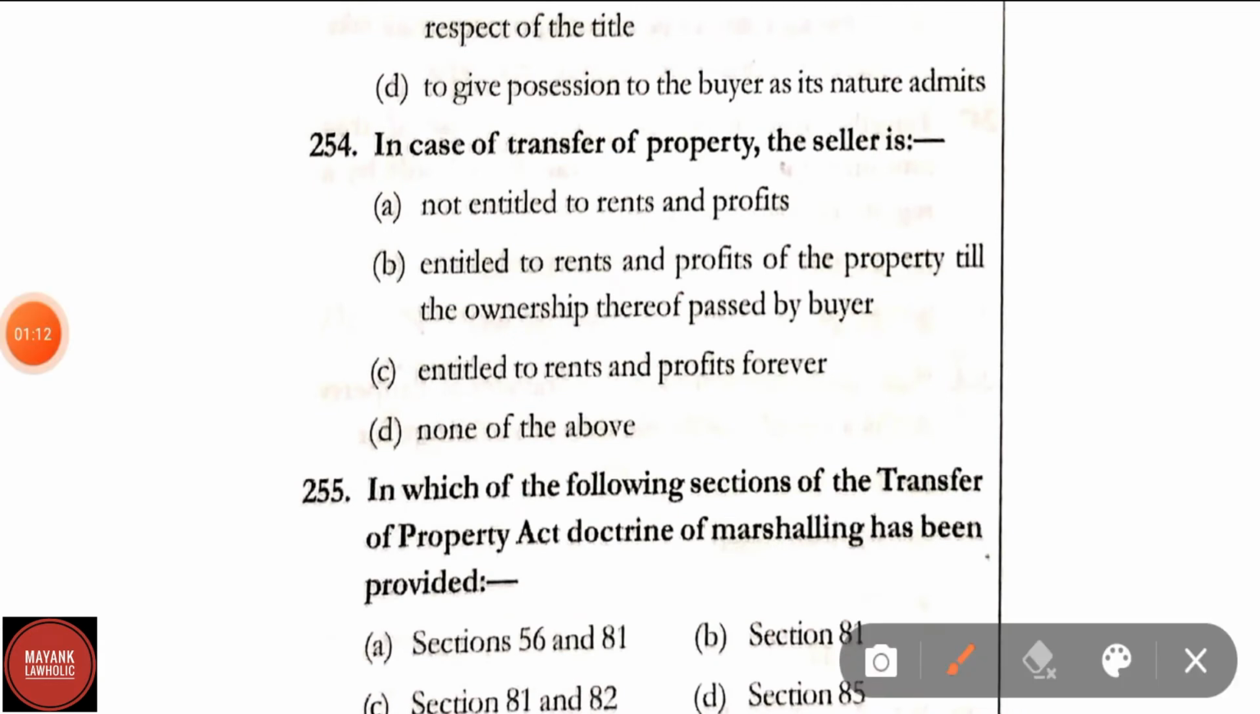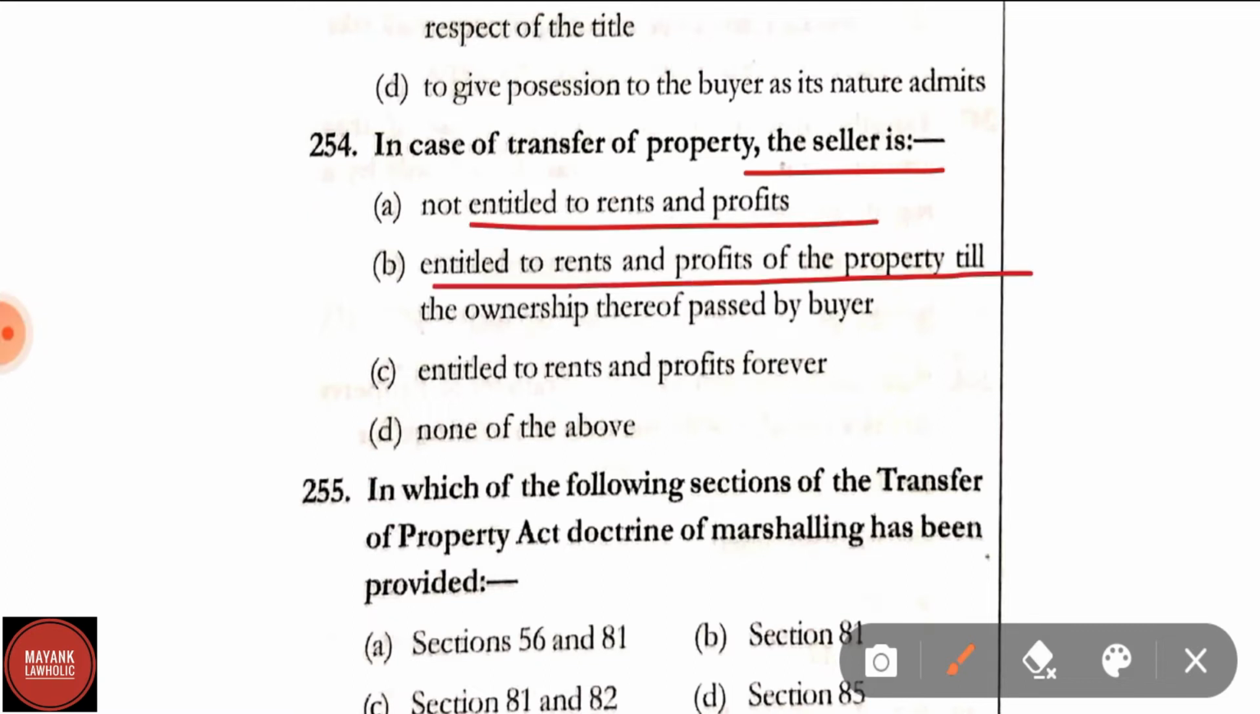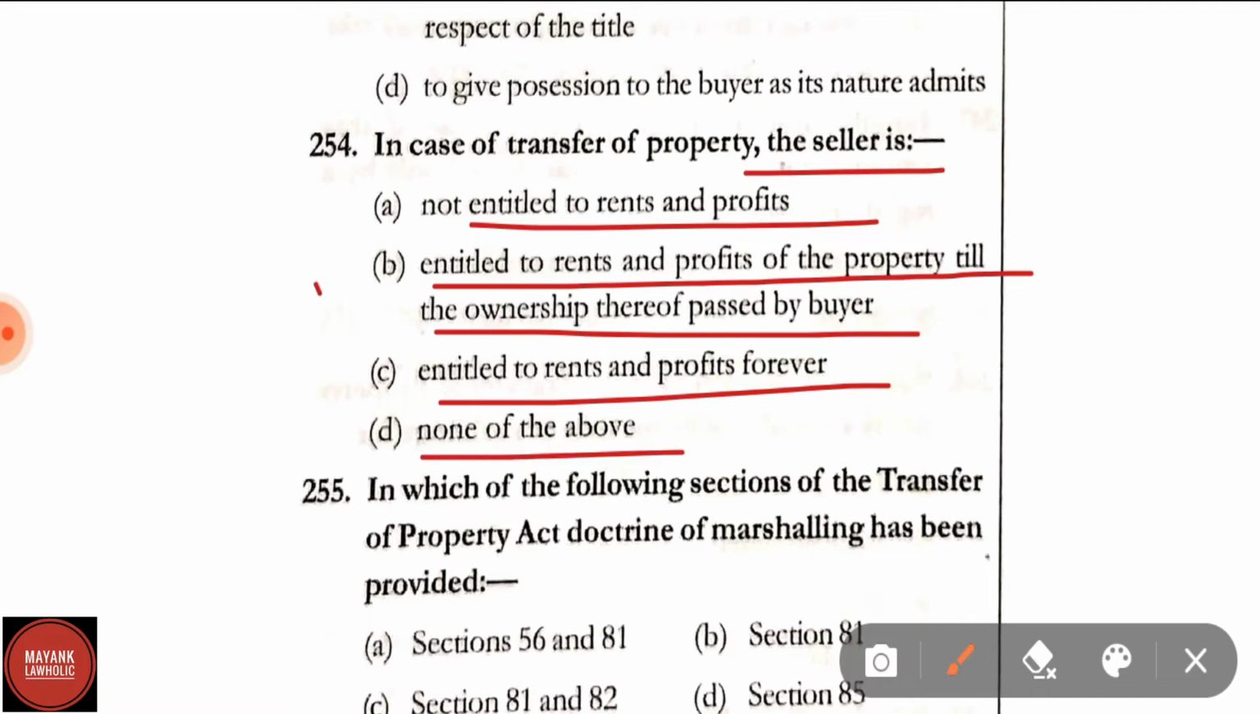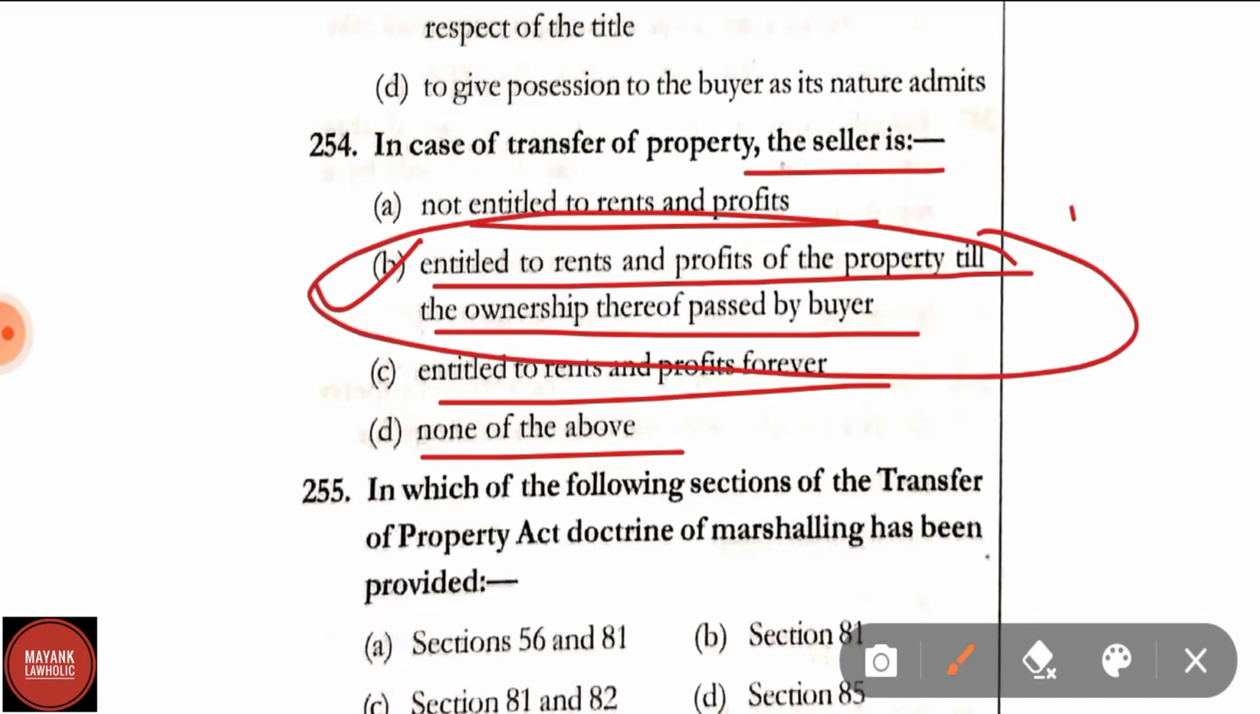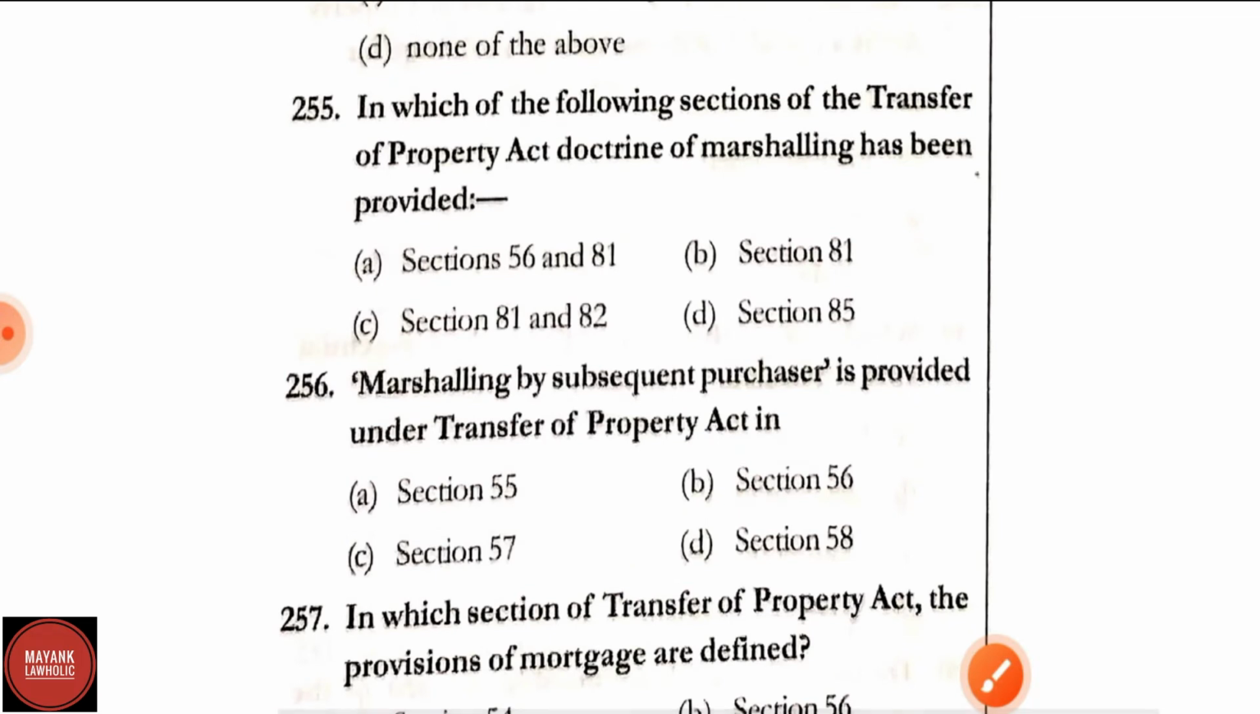Question number 254. In case of a transfer of property, the seller is option A, not entitled to rents and profits. Option B, entitled to rents and profits of the property till the ownership thereof passed to the buyer. Option C, entitled to rents and profits forever. And option D, none of the above. Here correct answer is option B, that is entitled to rents and profits of the property till the ownership thereof passed to the buyer.